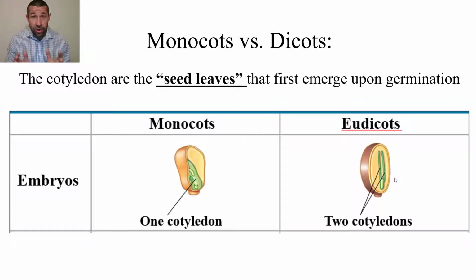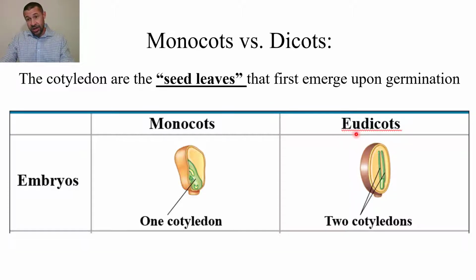Okay, so in your notes, this is a really important part that you want to fill out. You'll see this table, and these characteristics are left blank for you to fill in. So we're going to start with the namesake, the cotyledons. The cotyledon is the seed leaf that first emerges when the seed germinates. The monocots are named because they have one cotyledon, whereas the dicots, di means two, have two cotyledons.